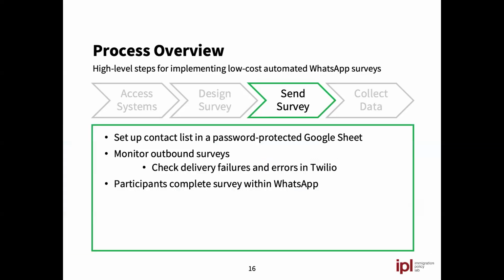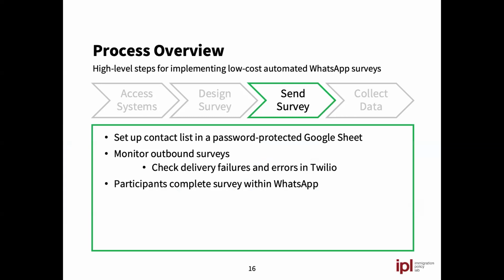Now, we need a way to send the survey, and so we use a contact list in a password-protected Google Sheet. In the way that we've designed the survey, we did have a pre-designated list of participants who had consented to this survey, and so we include their numbers and can then initiate the survey with that very first message to every phone number included on that list.